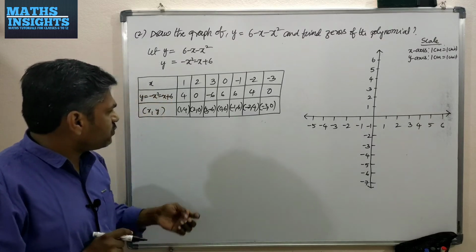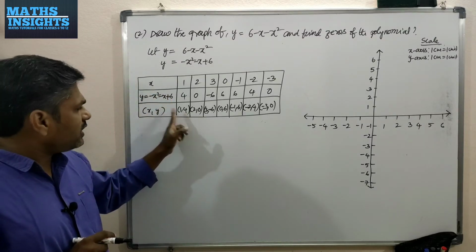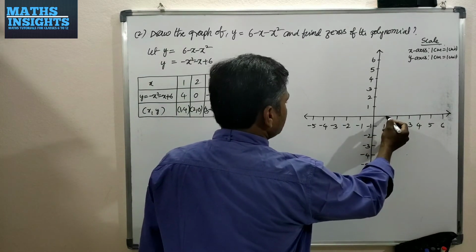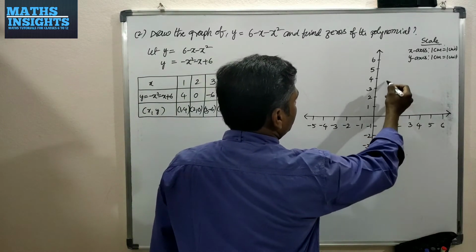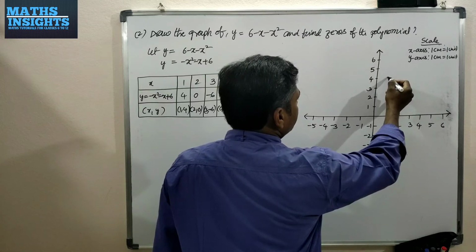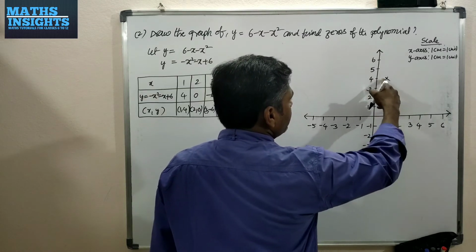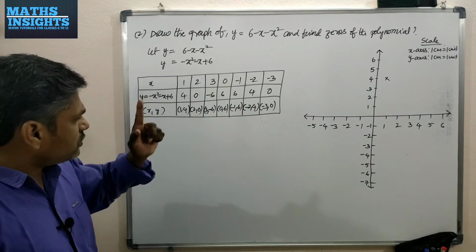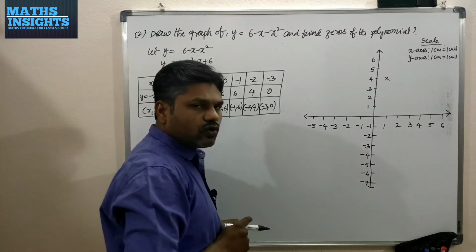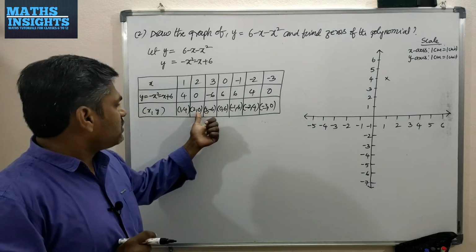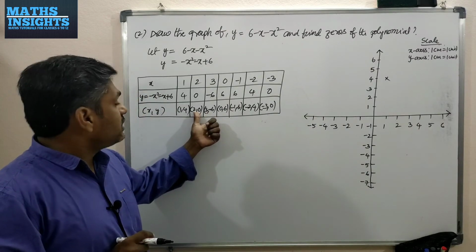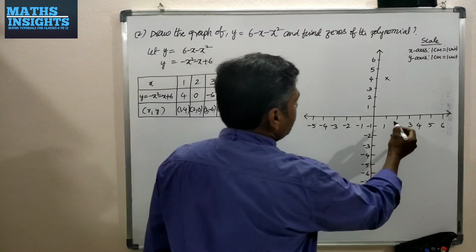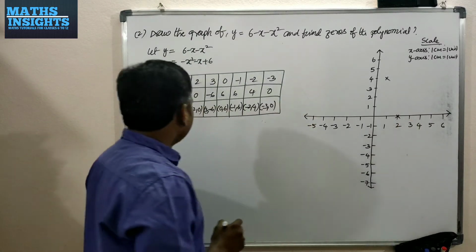I will plot these points. Say 1 comma 4, x is 1 and y is 4. So you have to go up here. You will have the point here. X is 1 and y is positive 4. And next one is 2 comma 0. X is 2 and y is 0. You know that when the y coordinate is 0, that point is on the x-axis. Therefore this is the point where it meets.